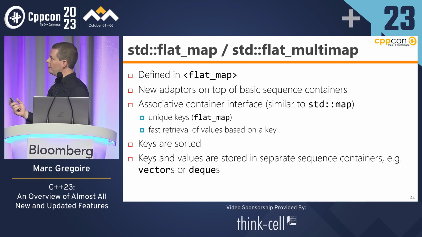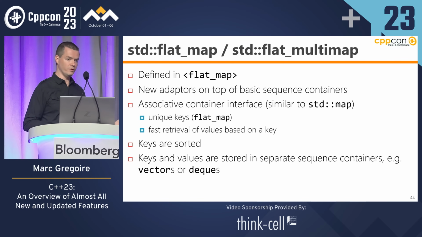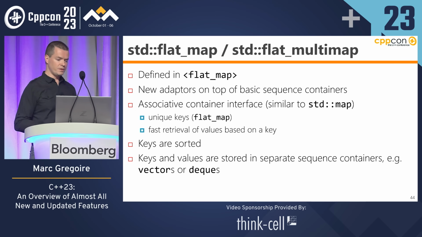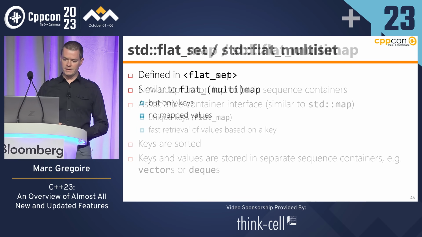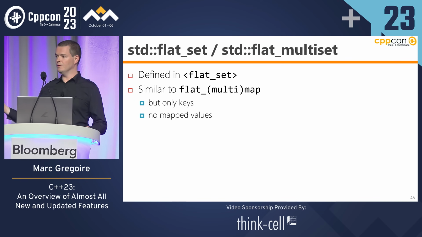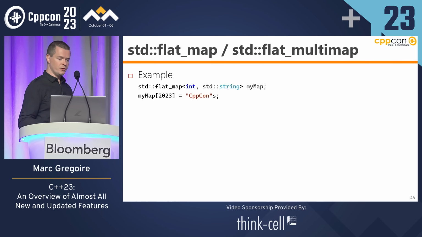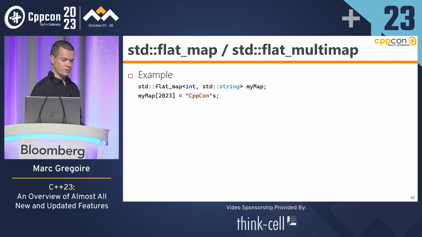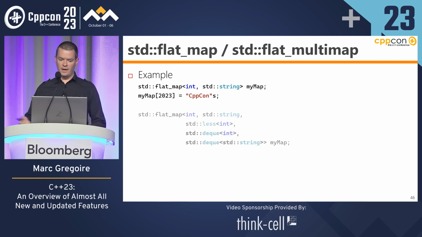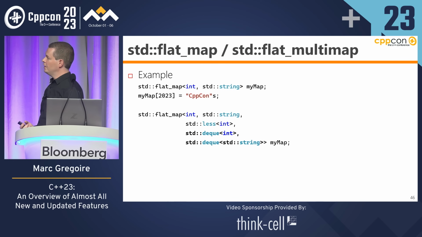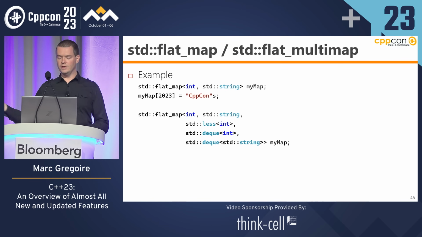The thing is that flat_map and flat_multimap use two underlying sequence containers. So one sequence container to store your keys, and another one to store your values. And for both of them you can choose whether you want them to be a vector or a deque. Flat_set is very similar, and you can compare it to the std::set. Their use is straightforward. If you know how to use the normal map, you can use the flat_map. So here I'm just creating a map with integers as keys and strings as values, and I can use it as the normal std::map. And this is the way you can specify a different container for the keys and a different container for the values.